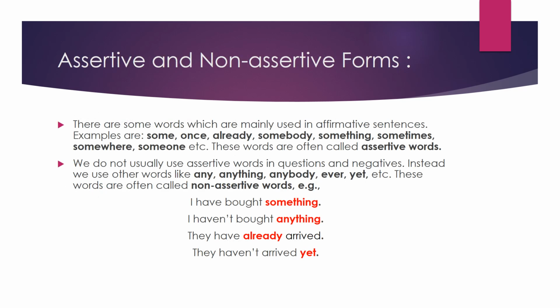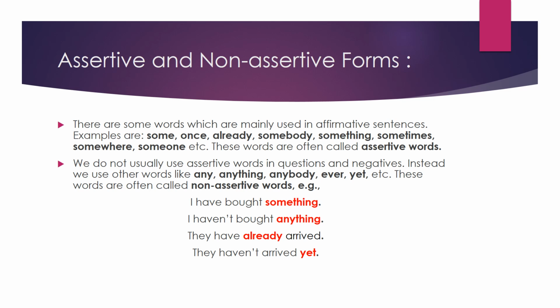Another thing that is also related to the negative forms is the use of the assertive or non-assertive forms. There are some words which are mainly used in affirmative sentences. For example, some, once, already, somebody, something, sometimes, somewhere, someone, etc. And since they are mainly used in affirmative or positive sentences, they are called assertive words or assertive forms. So when we change sentences into negative, we can no more use these words. We have to replace them by other forms that are called non-assertive.